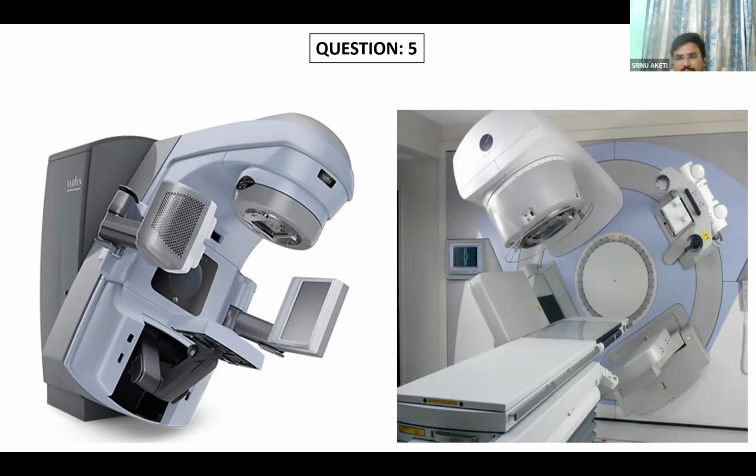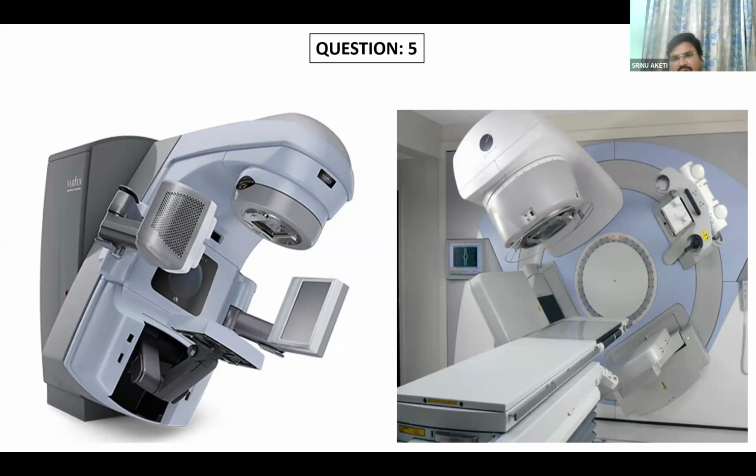So Varian having Millennium, as of my knowledge, because I'm not a Varian customer, Varian has 2 models of MLC. One is Millennium 120, second one is HD MLC. In the case of Millennium 120, in the entire 40 by 40 field, the middle 20 by 20 has leaves of 5 mm width at isocenter. On both sides, the remaining portion has 1 centimeter leaf width at isocenter. So the middle only 5, outside 10, that means 1 centimeter.